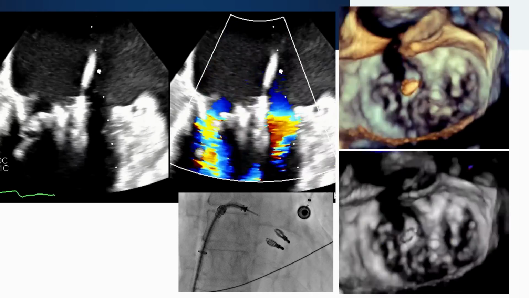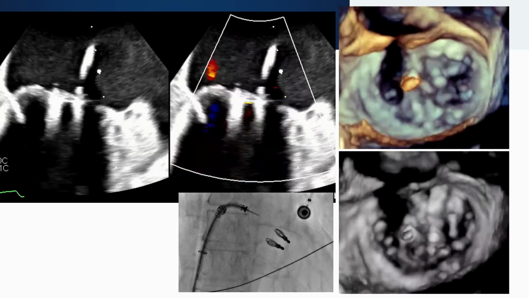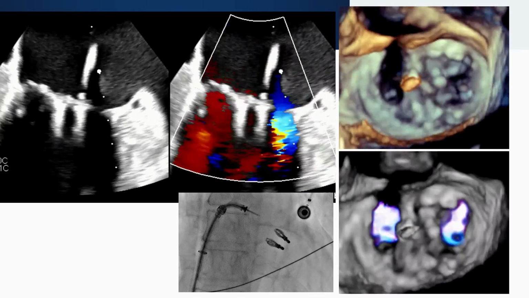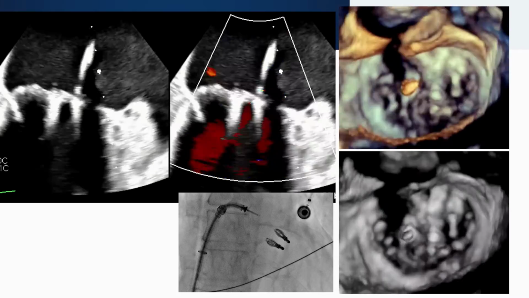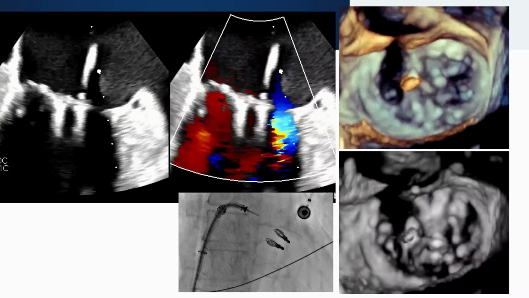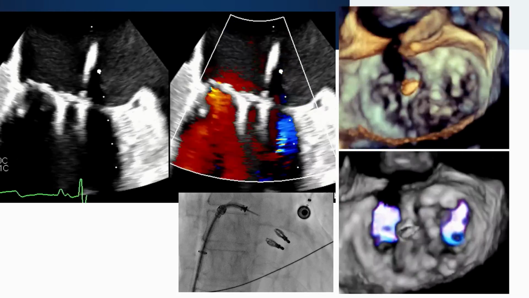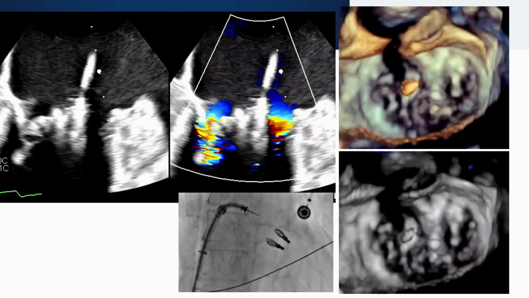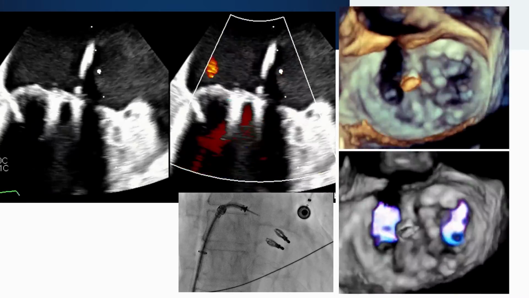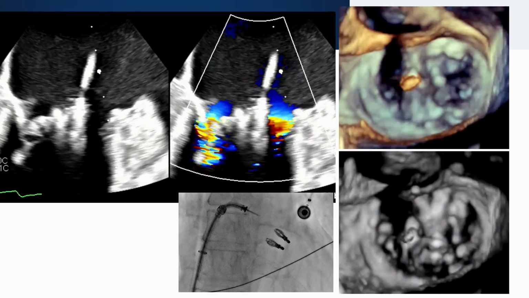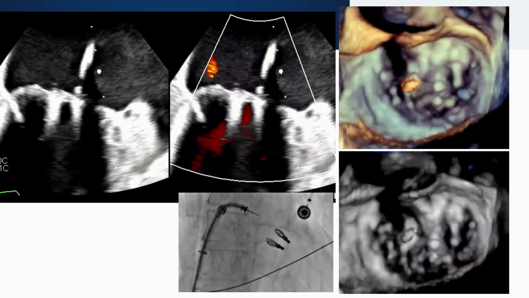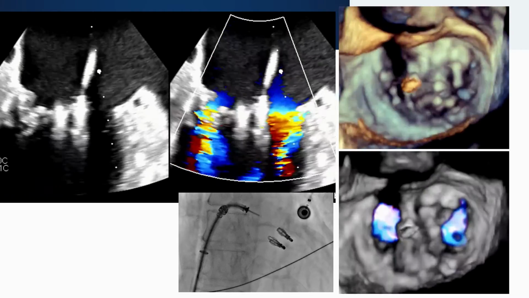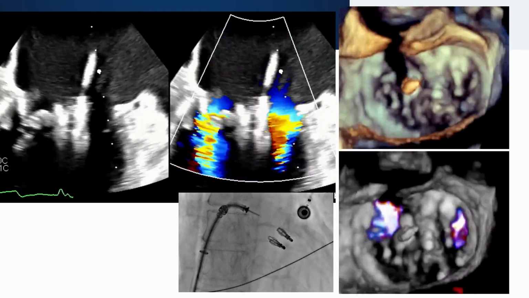And on the top right, you can see the 3D, again, a good tissue bridge, and the clip is parallel to the first one. And on the bottom right, you can see the color 3D imaging showing a nice double orifice valve with 2 orifices on either side of the clips, with practically no mitral regurgitation, no residual MR. And in the bottom, you can see how this looks on fluoroscopy. The 2 clips are deployed there, and we are ready to withdraw the system and retrieve the delivery system safely.